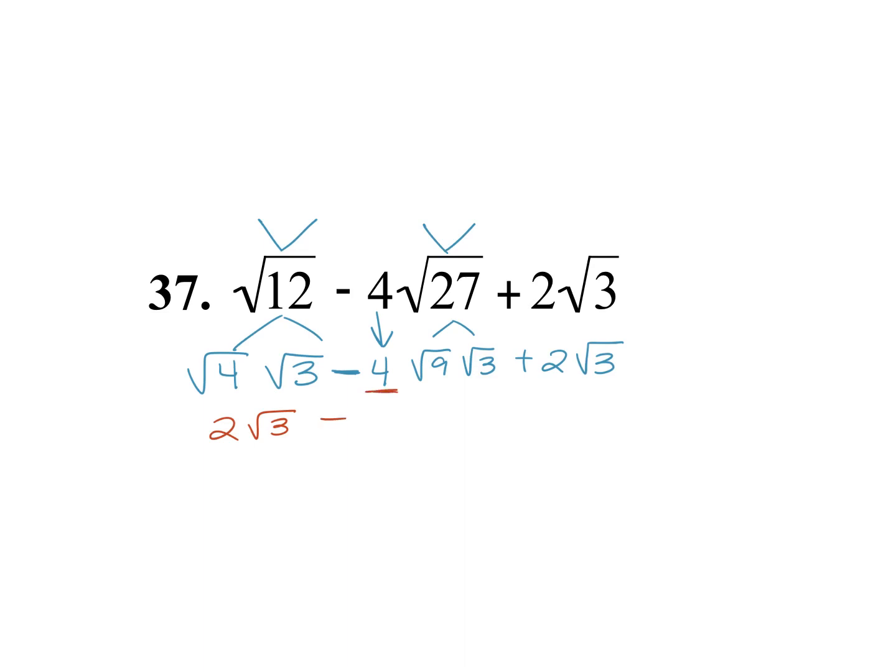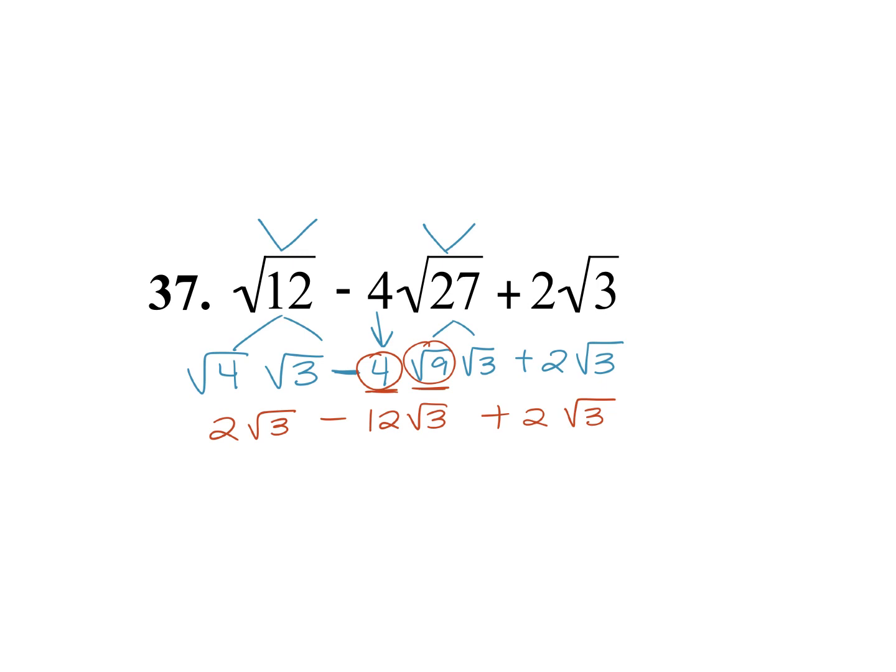minus, this is 4 times 3, right? The square root of 9 is 3. So 4 times 3 is 12 rad 3 plus 2 rad 3. Okay? 4 times 3. Okay, so simplify that. 2 minus 12 would be a negative 10.